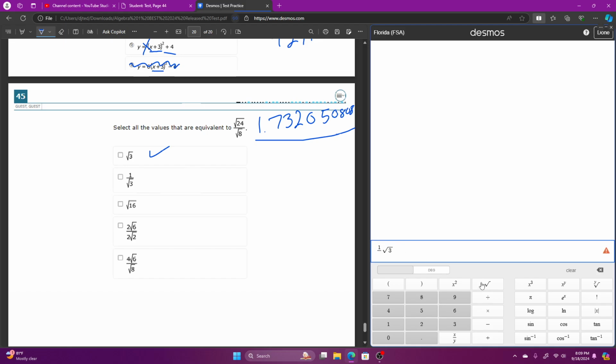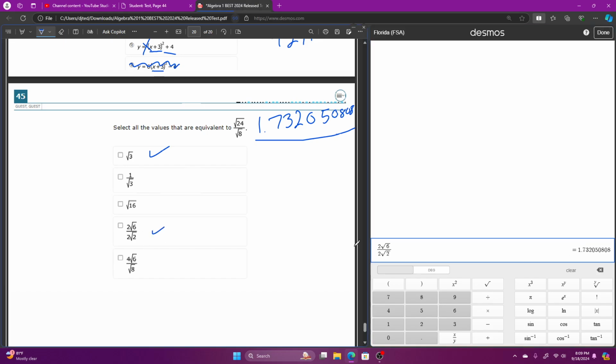1 over square root of 3. Not a match. Square root of 16. Not a match. 2 square root of 6 over 2 square root of 2, 1.73050808. Match. And then we got 4 square root of 6 over the square root of 8. Not a match. So the calculator can give you that answer.